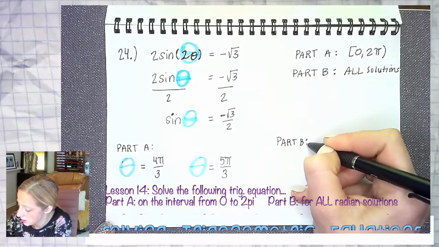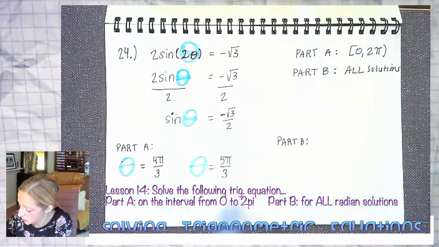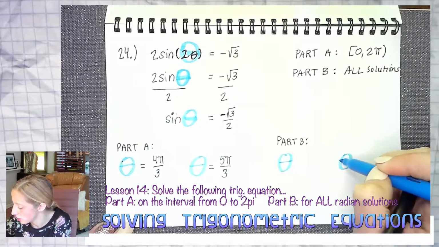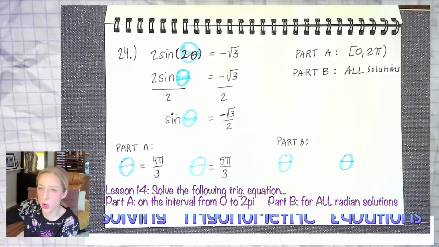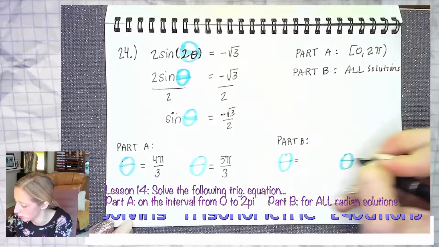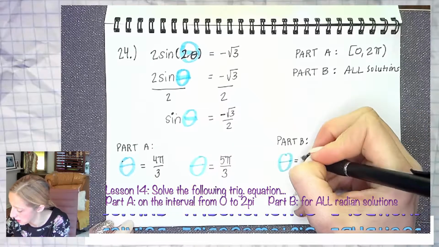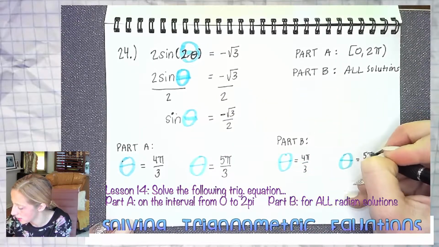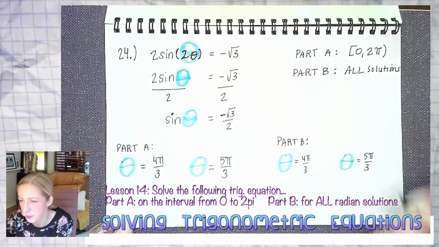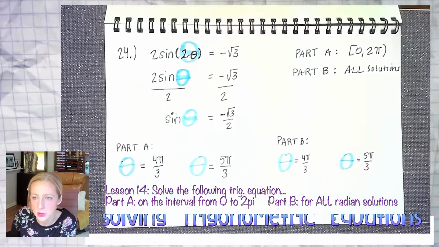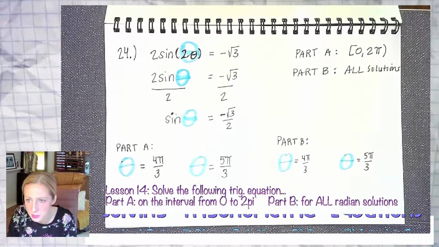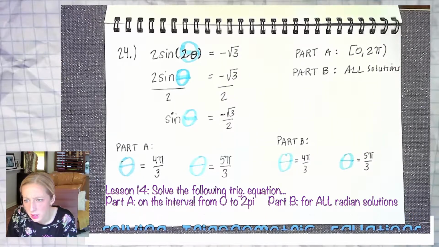Part B, we would take those same answers. And what do we do at the end of each of those answers to make it all radian solutions, to make it a general solution? You take those same first answers, 4 pi over 3 and 5 pi over 3, and we tack something to the end of it. What do we tack to the end of it?